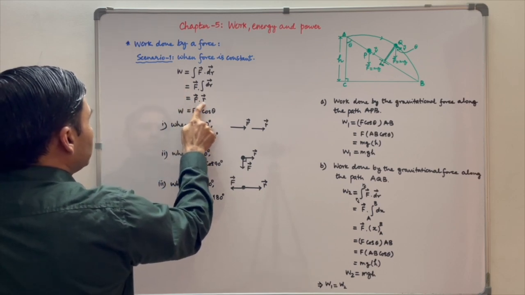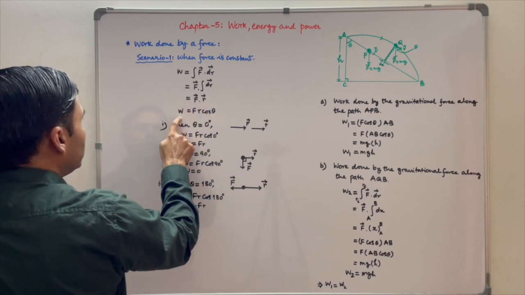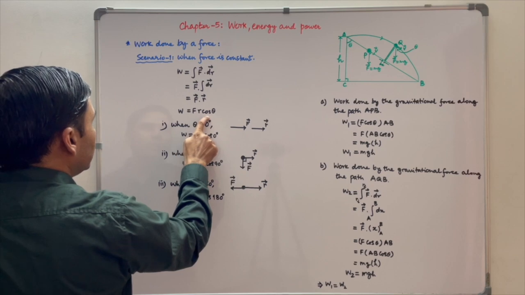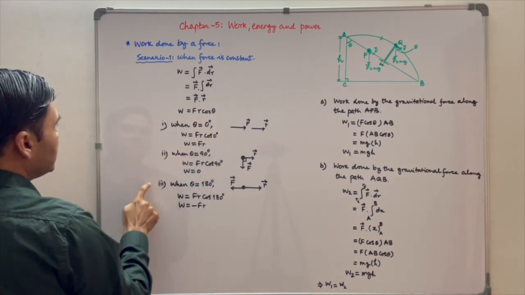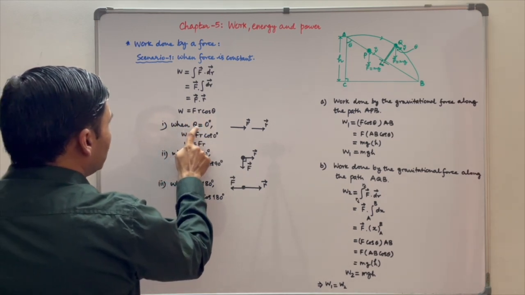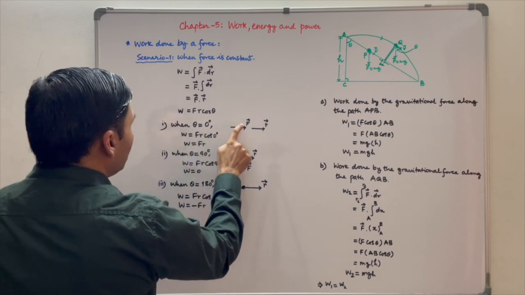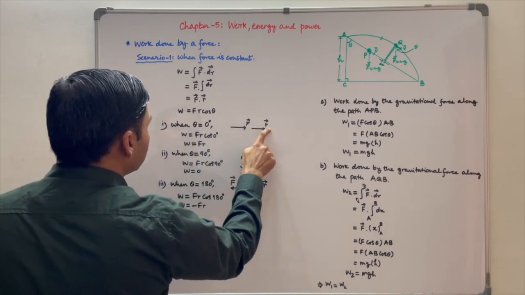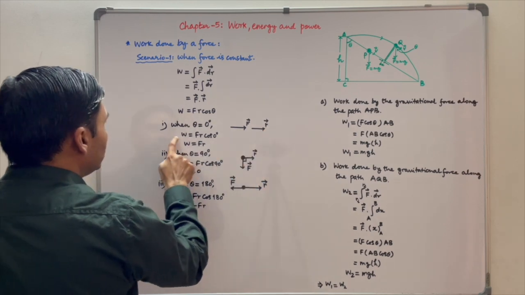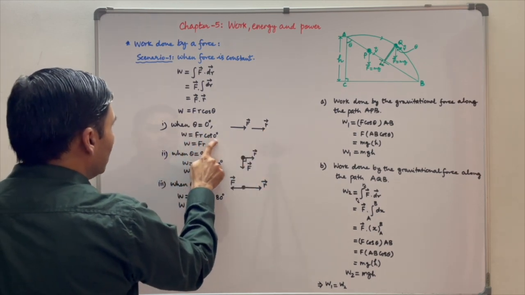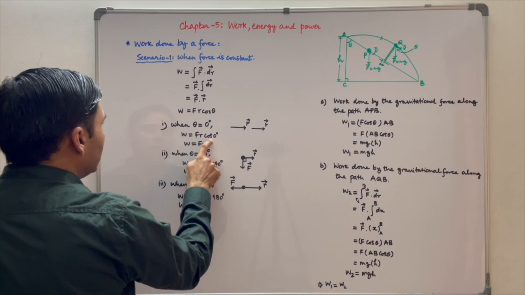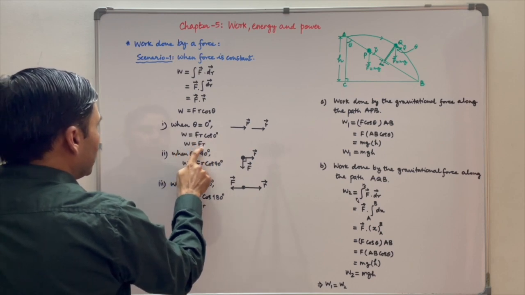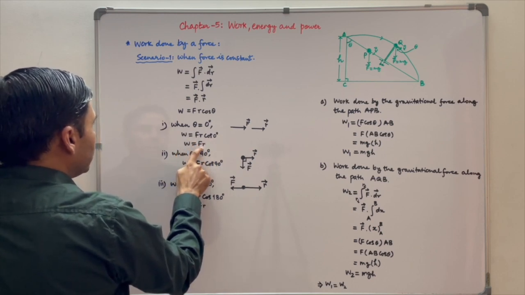Suppose force and displacement vectors make an angle theta with each other, then work done W is equal to Fr cos theta. We will consider three cases here. When theta is equal to 0 degrees, that means force and displacement vectors are in same direction. Then W is equal to Fr cos 0. Cos 0 is equal to 1. So W is equal to Fr. Work done is maximum in this case.